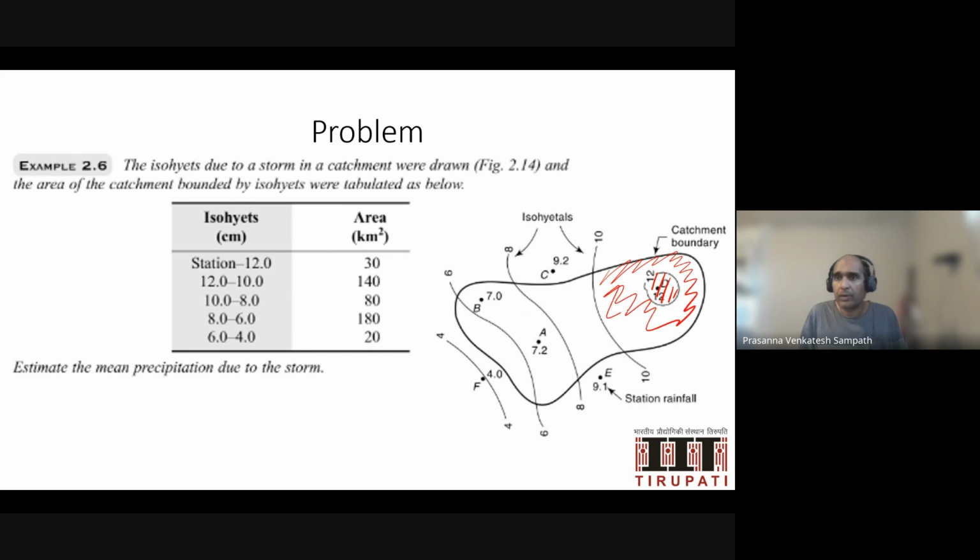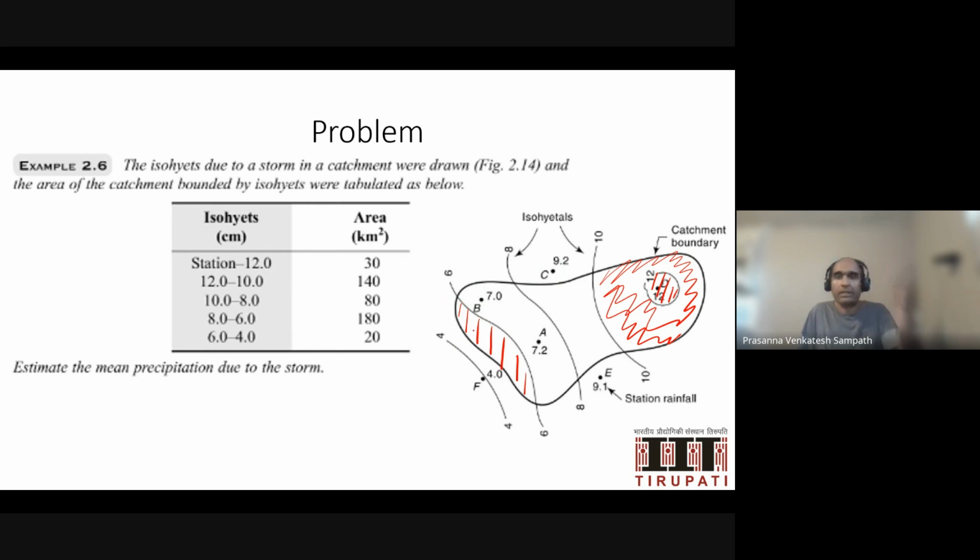This is 140 something. I'm just marking it out. Between 10 and 8 is 80. Between 8 and 6 is 180. And between 6 and 4 is 20. Okay. So now, you have to please keep in mind, this 20 is just the area that is inside the catchment. It's not the, because there's no bounding area over here.